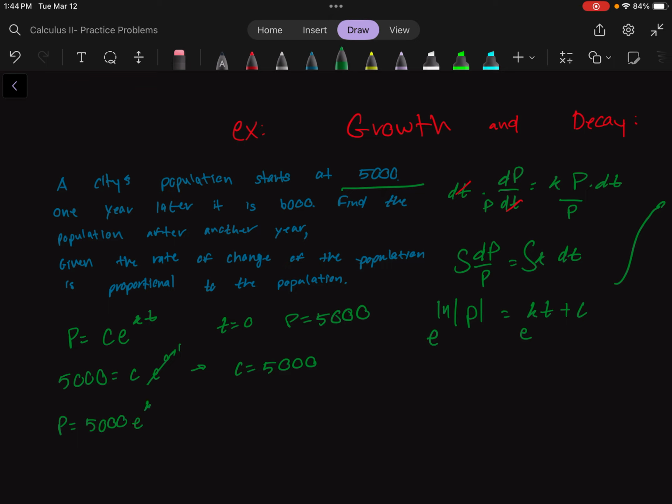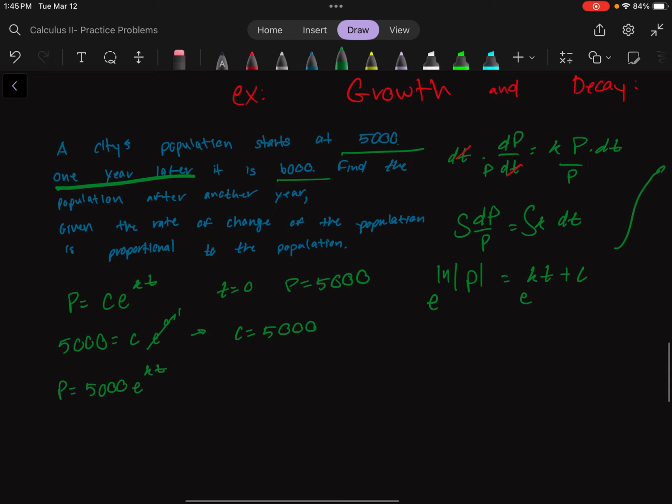e to the kt. You also have to figure out what k is to have the finished equation. So what is k? Well, they tell us that 1 year later, the population is 6,000. So that means 6,000 equals 5,000 e to the k, right? Because t is 1. So can we figure out what k is? Yes, we could divide both sides by 5,000.